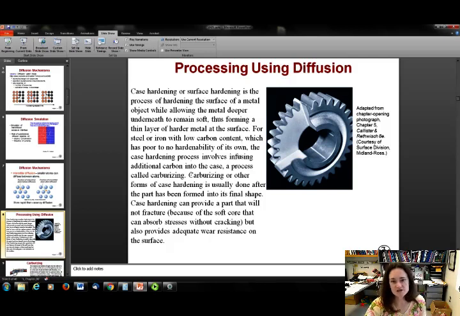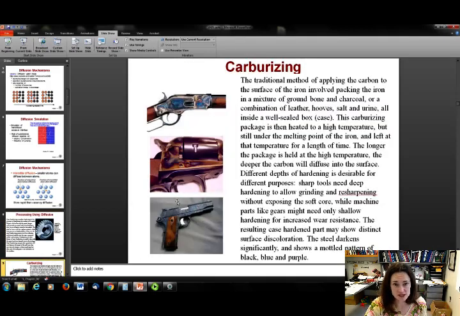So additional carbon is infused into the case, and then the part becomes a lot more resistant to fracture and strains on the surface. So if you're into any kind of antiques, on some antique guns, you might see this sort of motley bluish purple finish, and then you know that that part has undergone carburizing. The traditional method to do this involved packing the iron in a mixture of ground bone and charcoal, or some somewhat grosser combinations of leather, hooves, salt, and urine, all of which of course contain carbon, and then putting it in a well-sealed box or a case, which is why it's called case hardening.